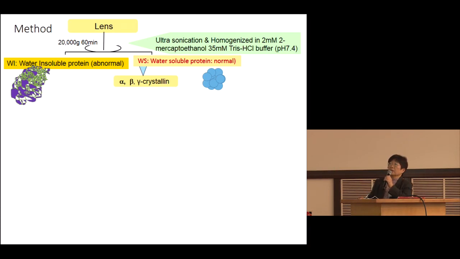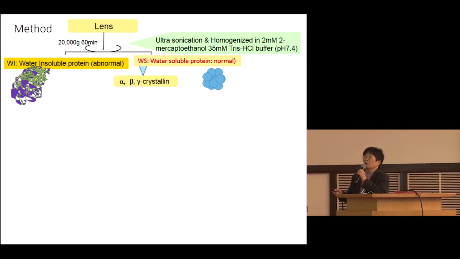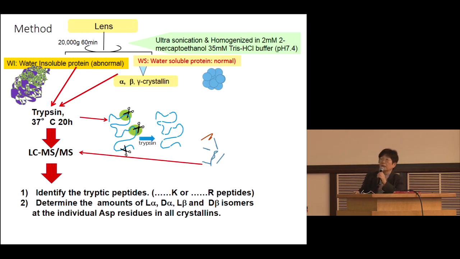Lenses were homogenized and separated into water-insoluble protein and water-soluble protein by centrifugation. Water-soluble protein contains normal crystallin proteins, and water-insoluble protein contains abnormal aggregates. These proteins were digested with trypsin at 37 centigrade for 20 hours. The resulting tryptic peptides were applied to LC-MS. So we can identify the tryptic peptides and determine the amounts of these isomers at individual Asp residues in all crystallins.